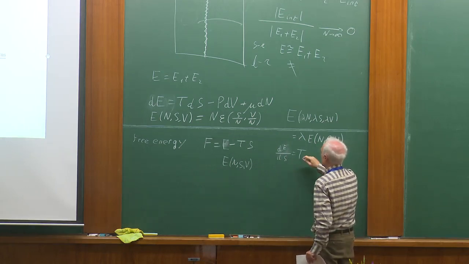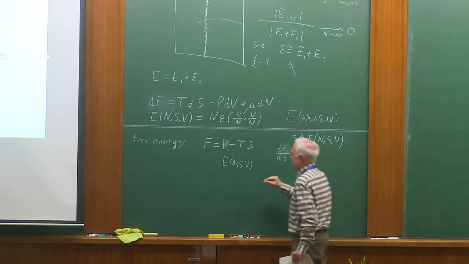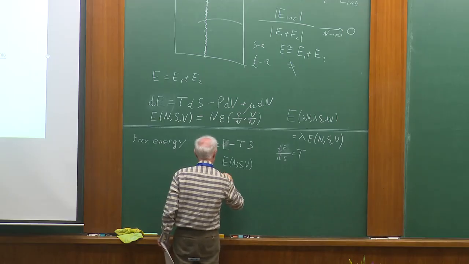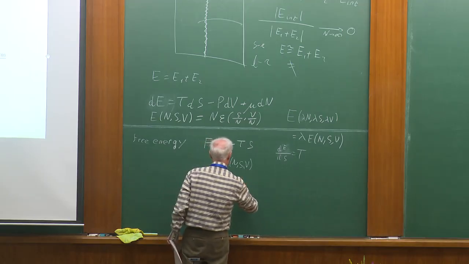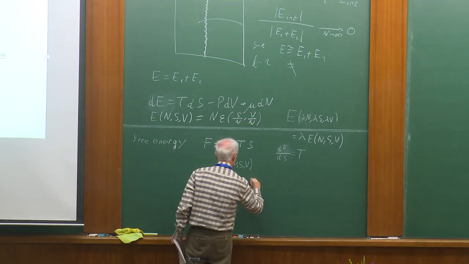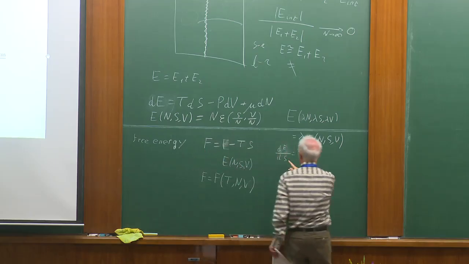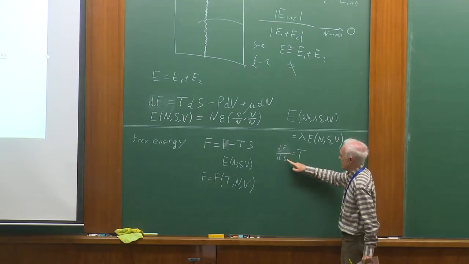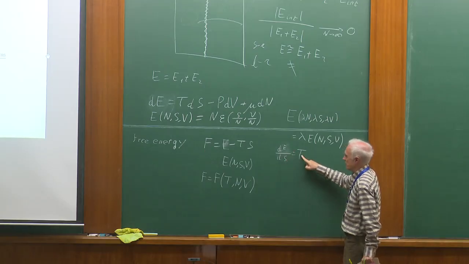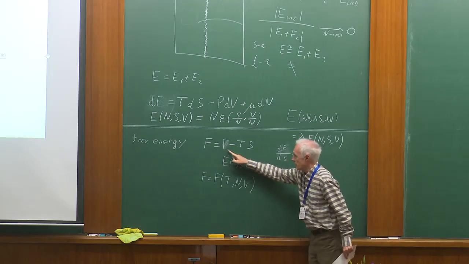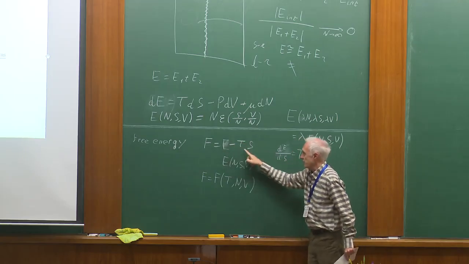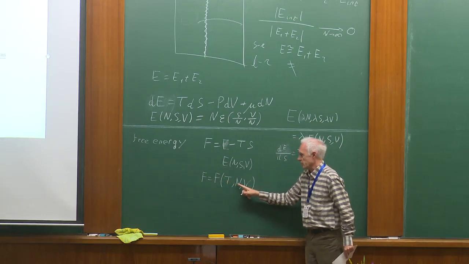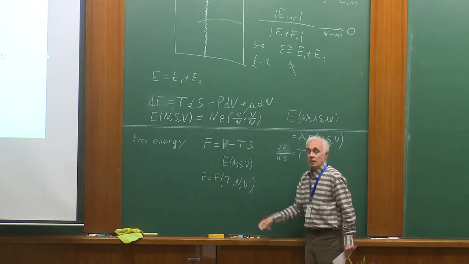But then what you do is to invert this relation, to get a function of T and V. That means you use this definition to express the energy as a function of entropy, temperature, and volume. You substitute in this relation, and this becomes a function of temperature, number of particles, and volume.